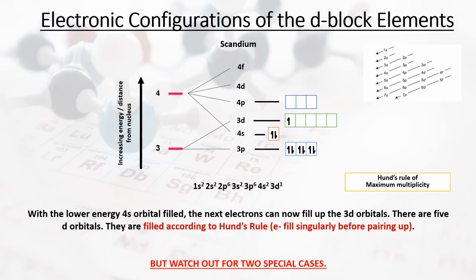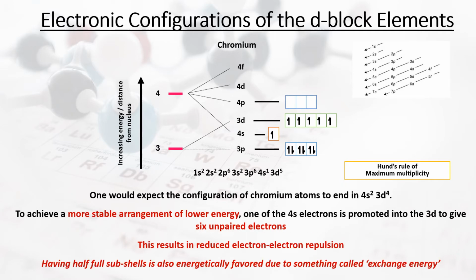So they go into single orbitals. Once there's 5 of them, they then start to pair up. However, you have to be careful because there are 2 special cases. The first is chromium. So if we're just filling up our electrons as we go along, we have started at scandium and we had 1 electron in our 3d. Going across to chromium, we're going to add some more electrons in, and so you would expect the electron configuration to end in 4s2, 3d4. However, the actual electron configuration for chromium is that it ends in 4s1, 3d5. So one of those s electrons has been promoted to our 3d orbital.